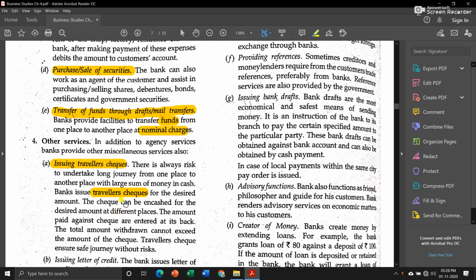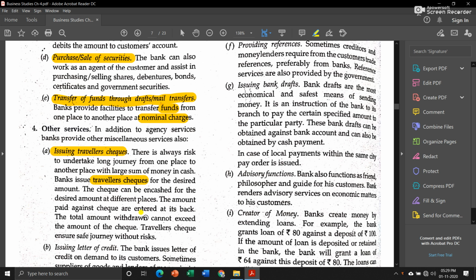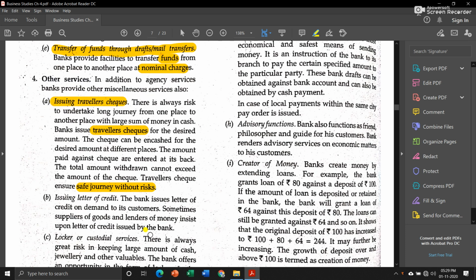The only thing is that suppose you had one traveler's check of rupees 2 lakh, and at one point you have withdrawn 10,000 rupees, then they will write that 10,000 at the back of your check, and the remaining 1,90,000 you can withdraw anytime you want. The total amount withdrawn cannot exceed the amount of the check. Suppose you are carrying a 2 lakh rupees traveler's check, then you cannot withdraw more than that. Traveler's check ensures safe journey without risk.